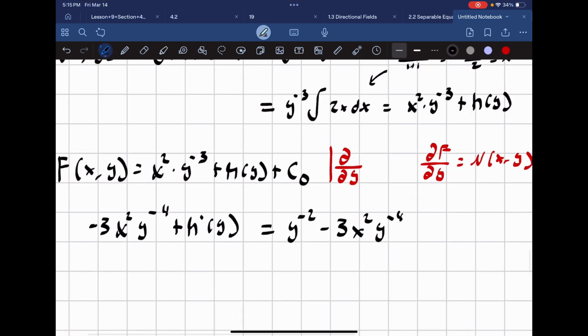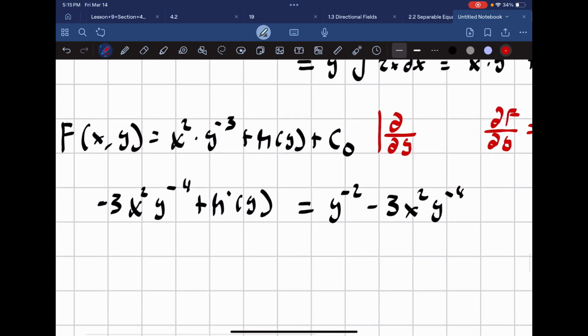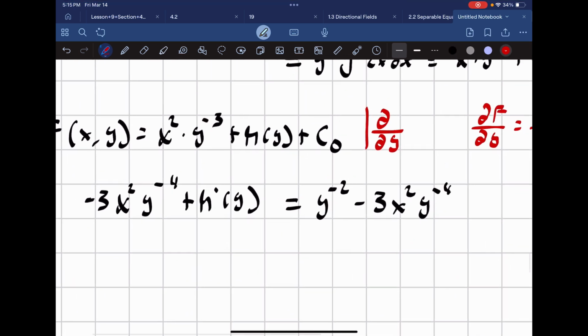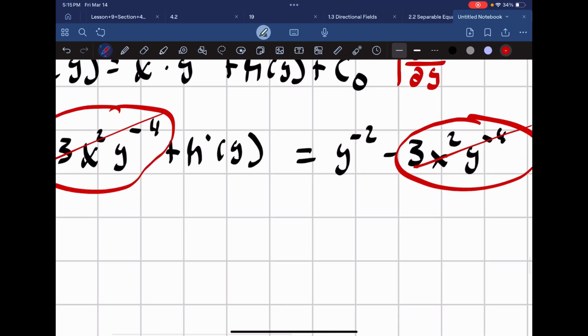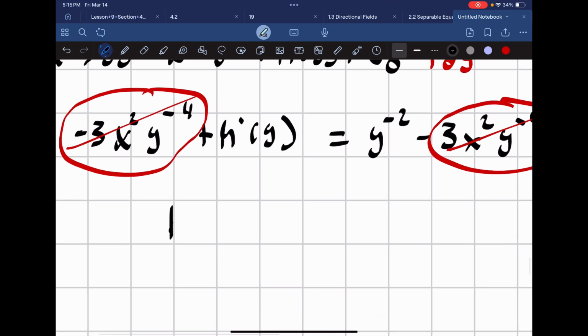So as you can see here, these two are the same thing, and since this is on the opposite side of the equation, we could cancel these out, right? So we're left with h prime of y equals y to the -2, right?